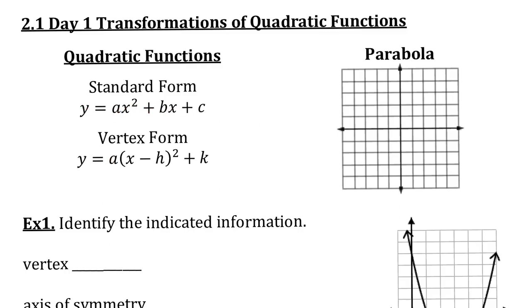Vertex form is y equals a times (x minus h) squared plus k, where (h, k) is the vertex. A indicates if there's a stretch or a shrink or a reflection. Okay, and then the graph is a parabola.